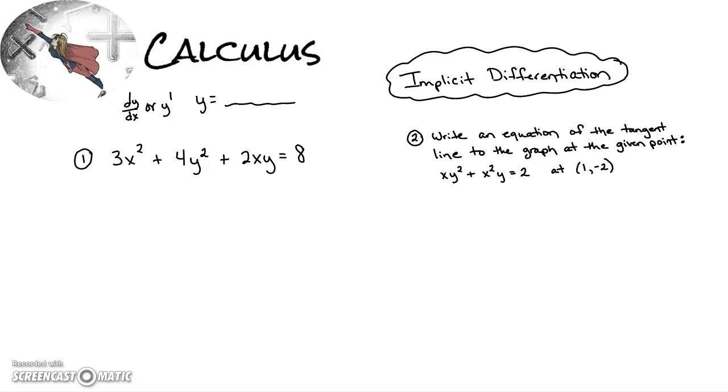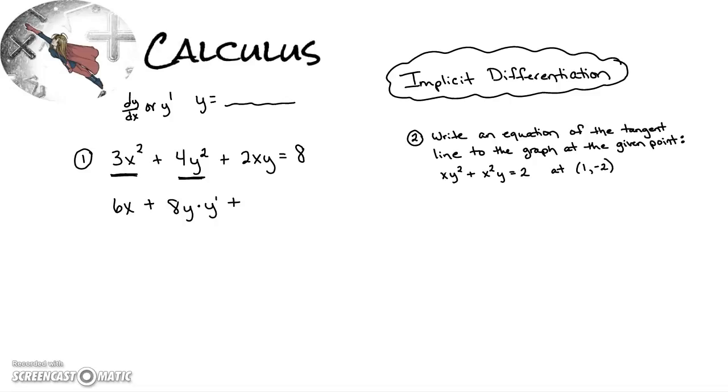So I just start taking the derivative. This first term, 3x squared, the derivative is 6x. There's no y in that, so nothing special happens. Now the derivative of 4y squared is 8y. That part's normal, but that was a y. So we multiply by y prime right next to it.